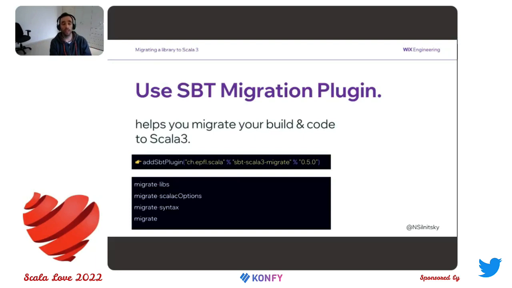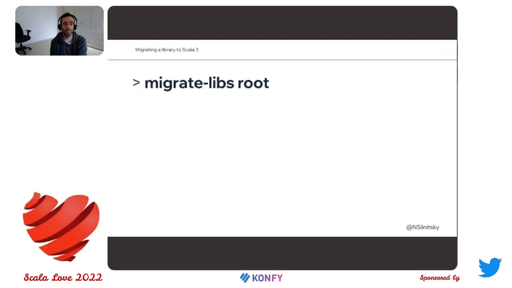This command checks that all the Scala compiler options are valid for Scala 3. And then you have migrate-syntax. This step checks for any syntax incompatibilities between 2.13 and 3, and then it will go and fix the syntax. And then we have the fourth command, which actually does the migration and rewriting of the code in order to have successful compilation by the Scala 3 compiler.